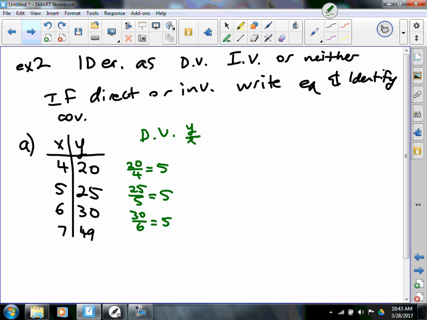Now at that point you might think to yourself, this looks like it's a direct variation. However, it has to hold true for every ordered pair given. 49 divided by 7 is not 5. It is 7. It's not 5. So the point is, this is not a direct variation.